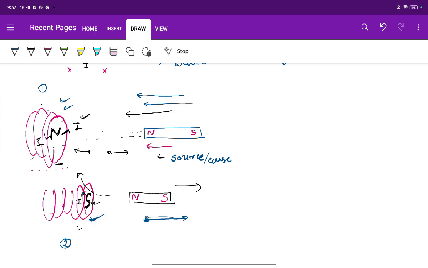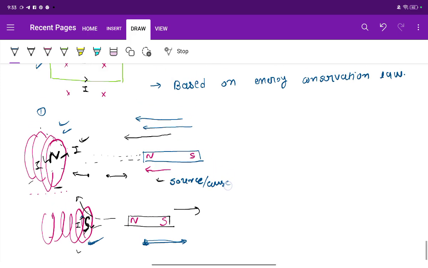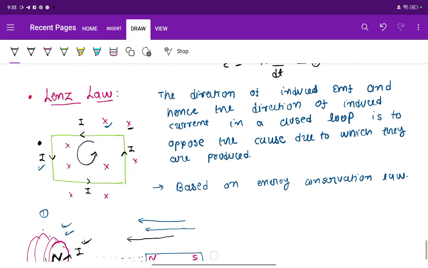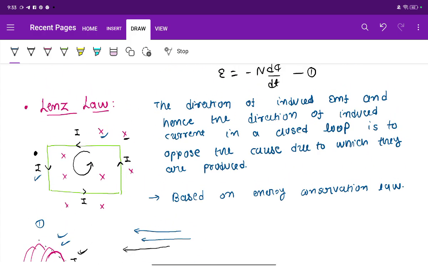Okay, understood? So this is the Lenz law. Okay, what is it again? The direction of induced EMF, and hence the direction of induced current in the closed loop, is to oppose the cause due to which they are produced. This law is based on energy conservation. Understood?